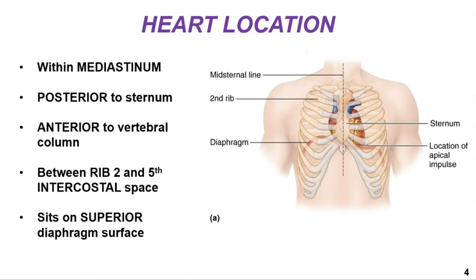So the heart is located within the thoracic cavity, specifically the mediastinum, that is the space between the right and the left lungs. It is posterior to the sternum and anterior to the vertebral column. The heart kind of vertically is situated between rib 2 and the fifth intercostal space, which is the space between ribs 5 and 6. The heart sits on the superior surface of the diaphragm, and approximately 2/3 of the heart lies to the left of the midline.